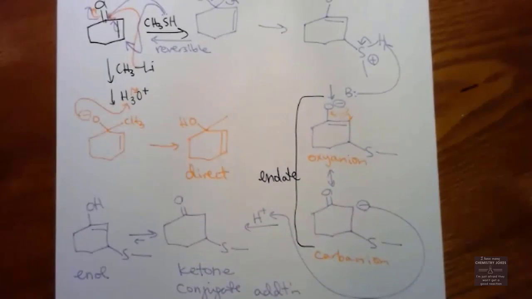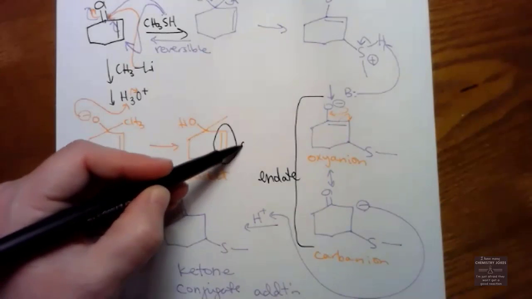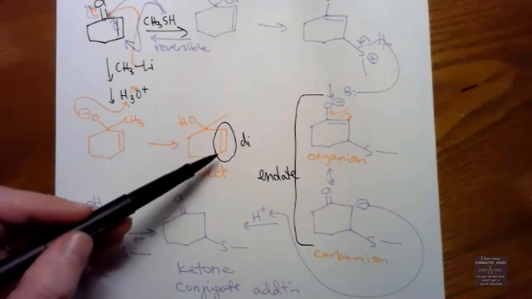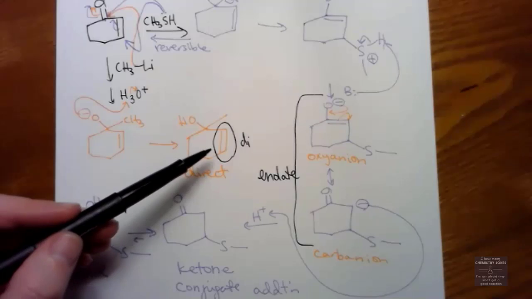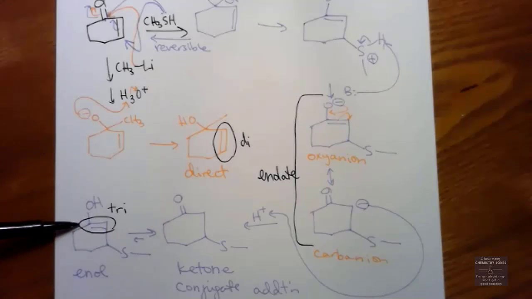If you look at our alkenes here, this is a tri-substituted alkene. This is a di-substituted alkene. It follows the same pattern. Lower substitution, less stable product, kinetic product. More substituted, more stable product, thermodynamic product.